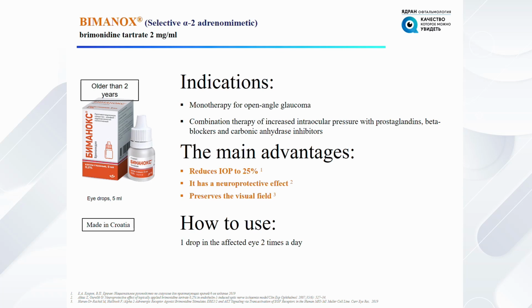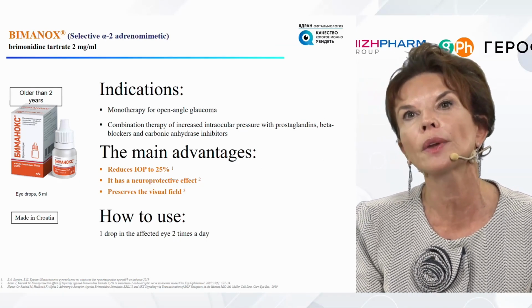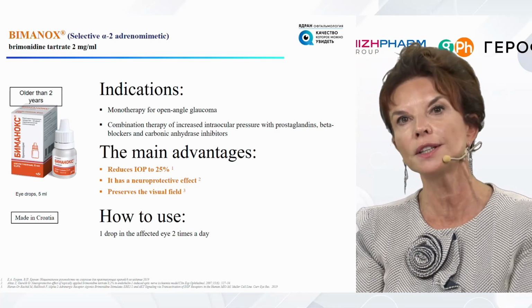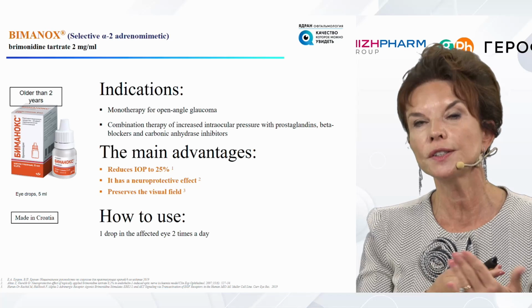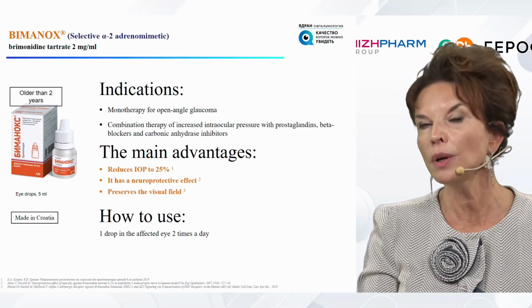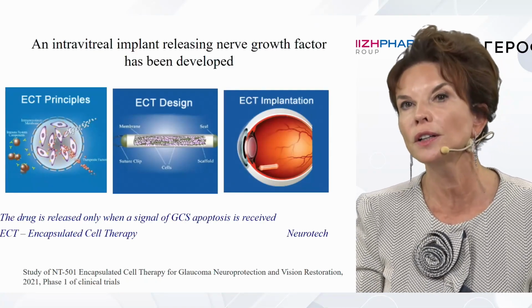We know the original drug Alphagan or Combigan, the registered combination. We know other drugs which are shown here. Well, again, these are generics, and here is one more generic I'd like to represent to you. That's Biminox, 2 milligrams per milliliter, the concentration of brimonidine tartrate. These are the positive properties of brimonidine shown here, and we can consider this drug for our use in clinical practice.